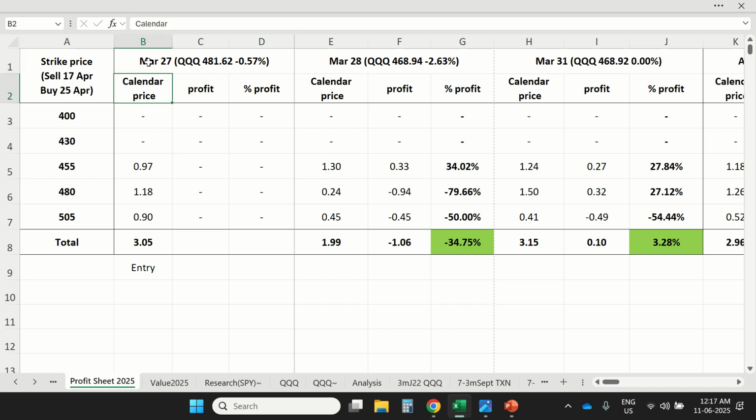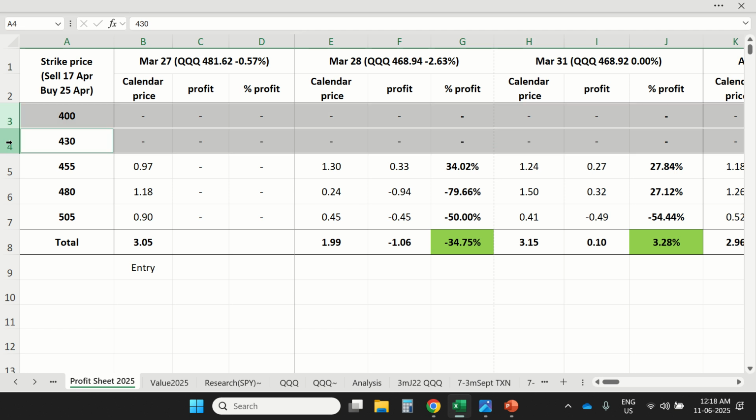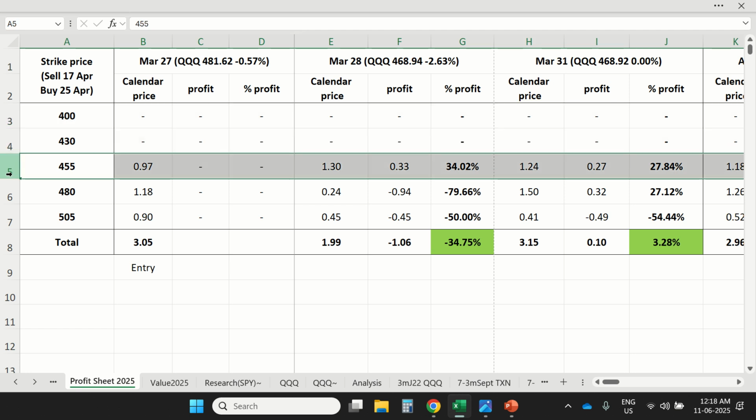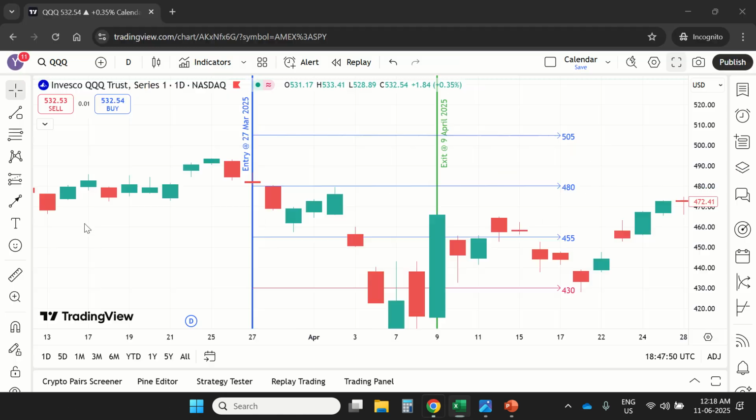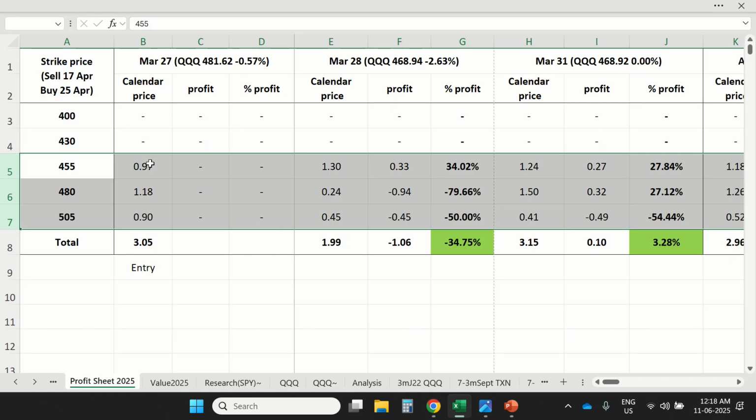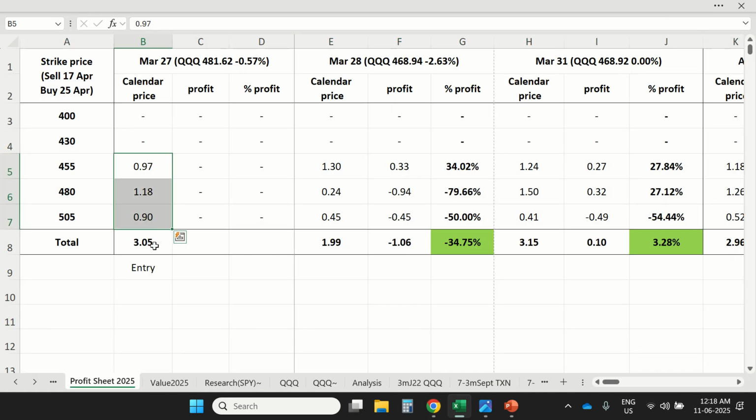On 27th of March, I entered this trade, and 400 and 430, ignore these two rows for now. 400 and 430 are the adjustments which I will show you in the later part of the video. Right now we will concentrate on these three rows: 455, 480 and 545. As you can see, these three were my original calendars, which I bought on 27th of March. These were the premiums. So for one lot I paid 305 for every lot of this triple calendar.